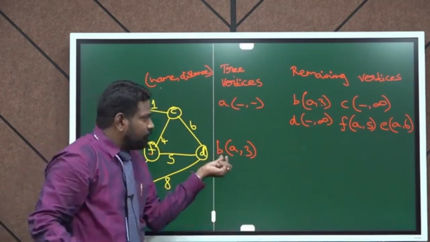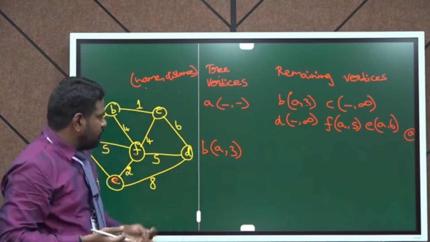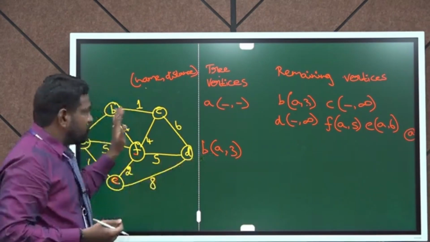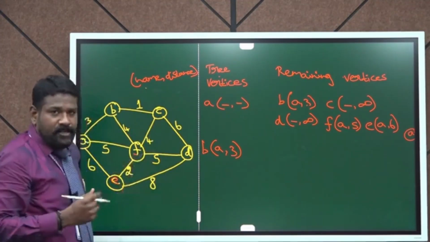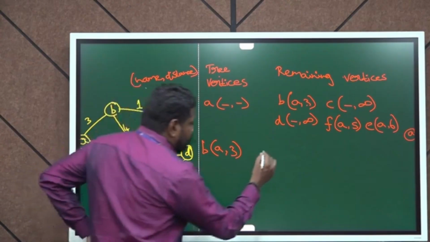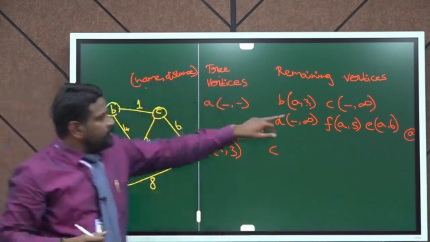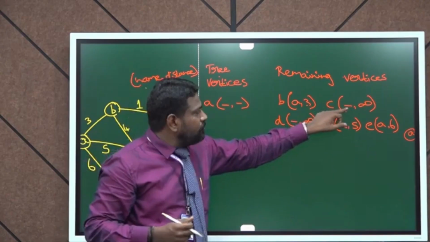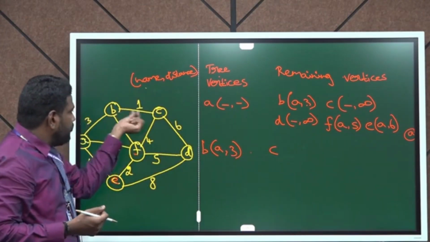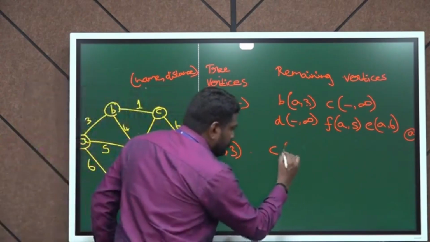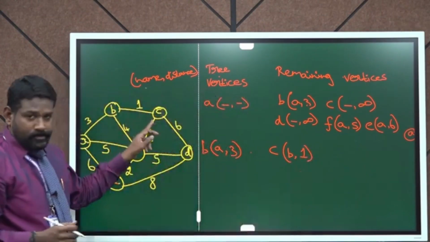Now we are going to repeat the process with B as the current vertex. From B we have to identify all the adjacent vertices. For B, C and F are the adjacent vertices. First I am going to check with C. Initially from A to C we do not have any edge, so it is infinity, but now from B to C we have a value. So B is my nearest vertex and the distance value is 1.